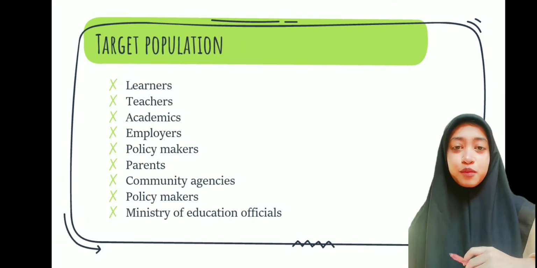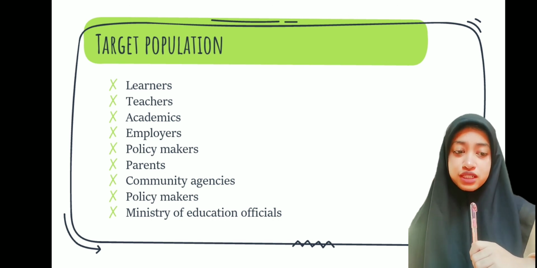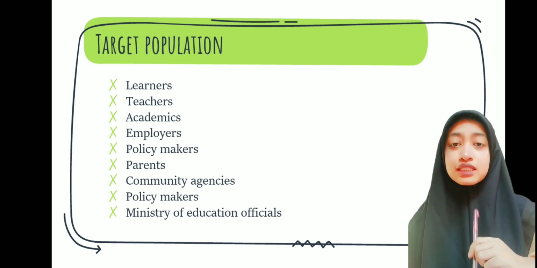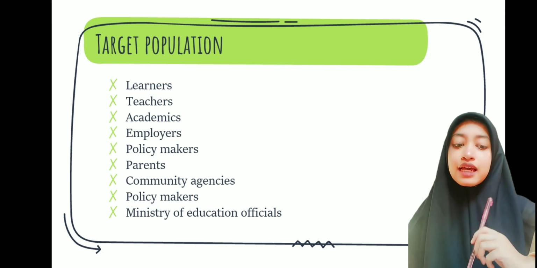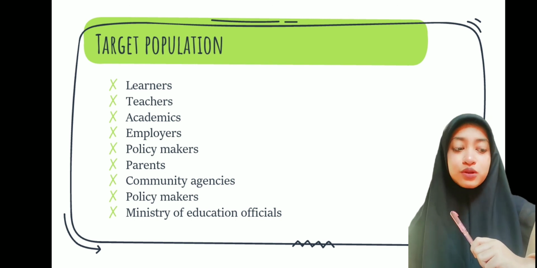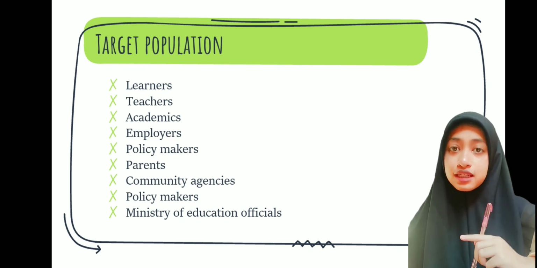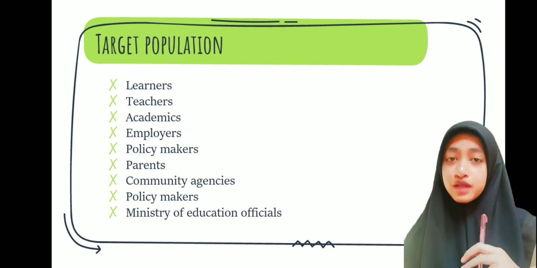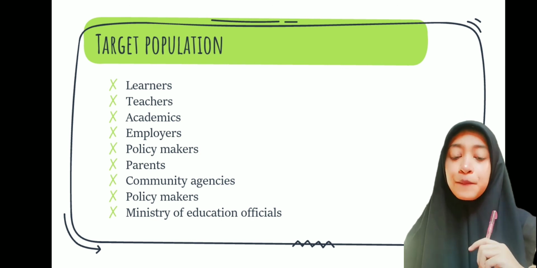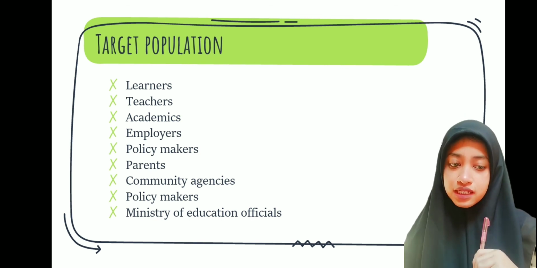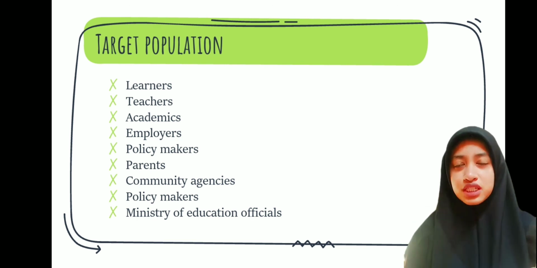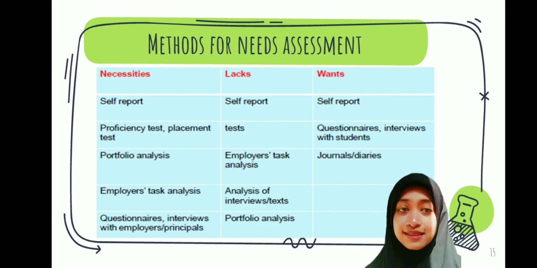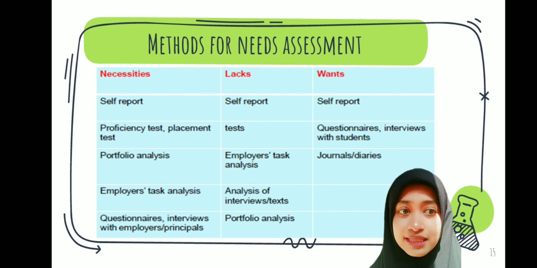The next is target populations. Target populations are the targets of our research conclusions. Who are the target populations in needs analysis? As you can see on the screen, there are learners, teachers, academics, employers, policymakers, parents, community agencies, Ministry of Education officials. The last sub-material is methods for needs assessment. There are necessities, lacks, and wants.